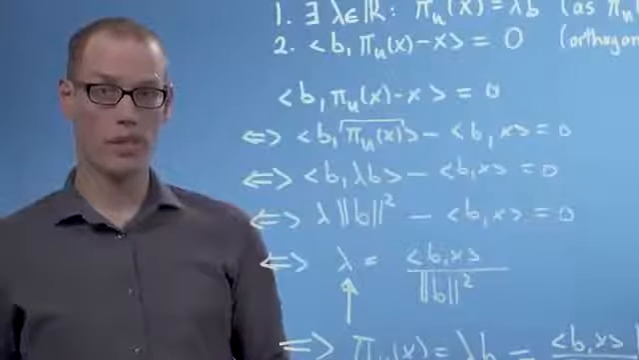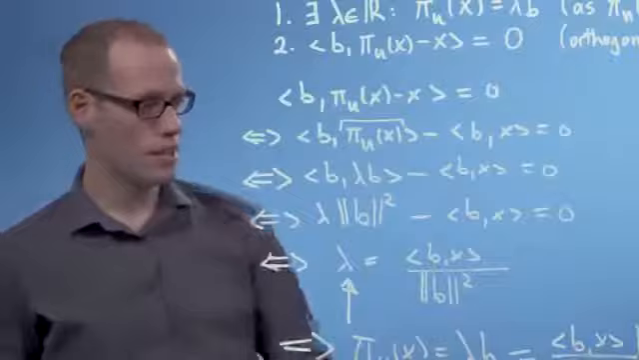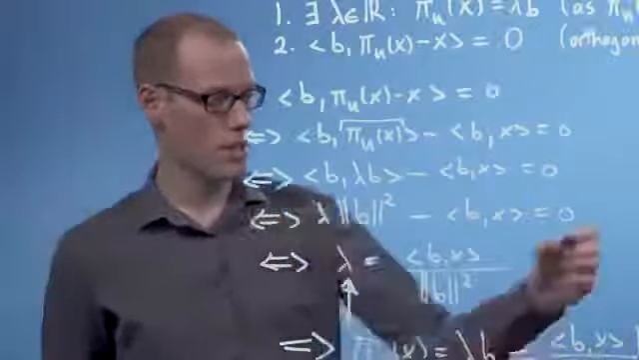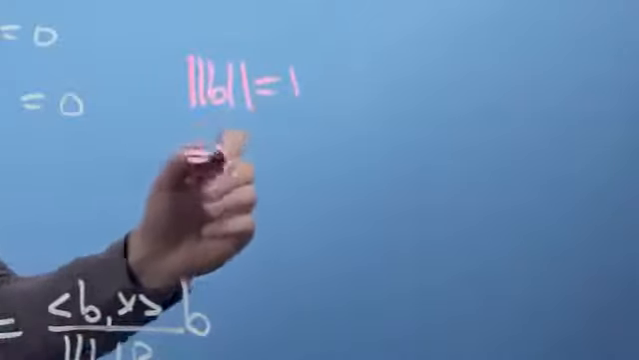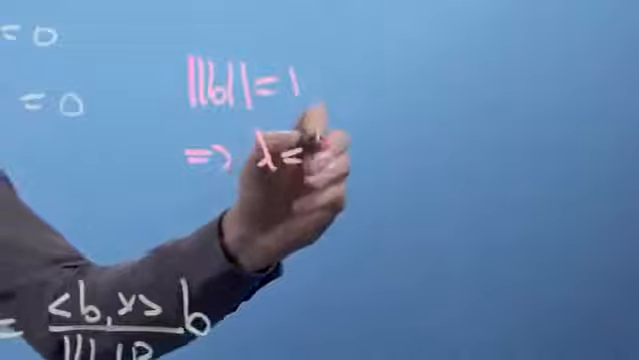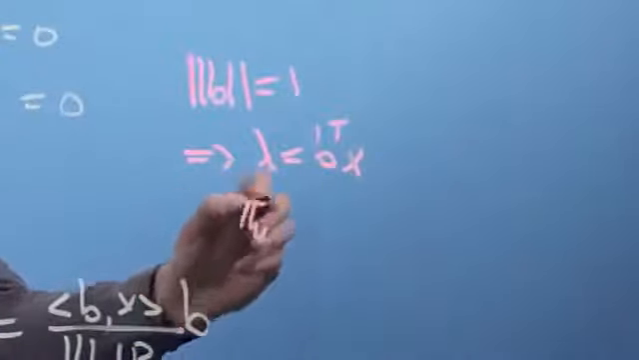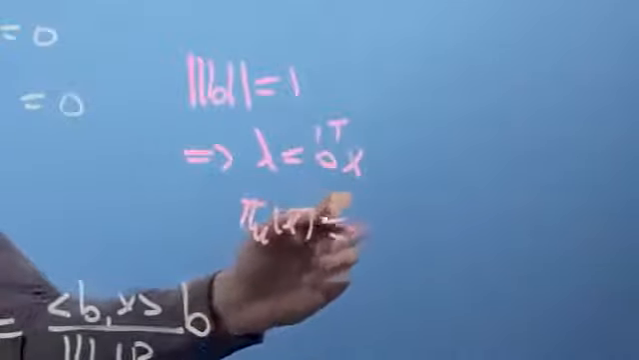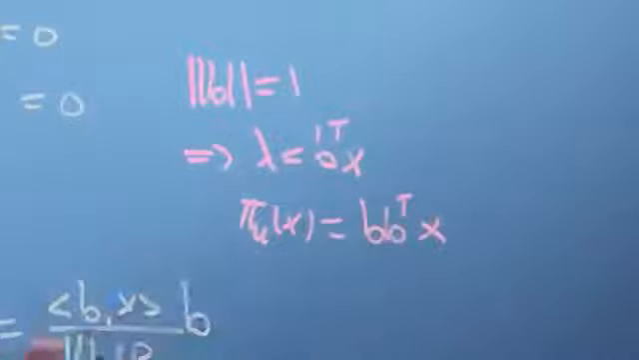So now if we look at the special case of B having norm 1, then we get a much simpler result. If the norm of B equals 1, then we will get that lambda is B transpose times x, and pi u of x is B times B transpose times x.